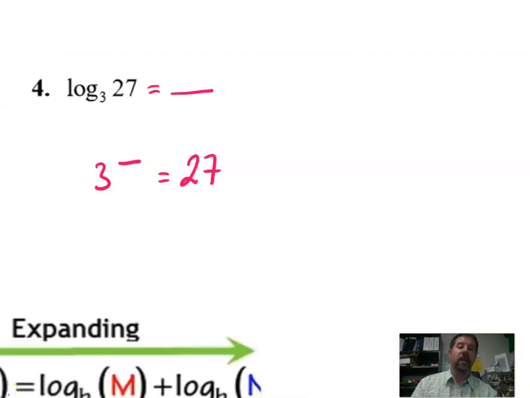Okay, on this last one here, we have log base 3 of 27 equals blank. So 3 to the blank equals 27. Oh, good. This one we can do, right? 3 to the third equals 27.